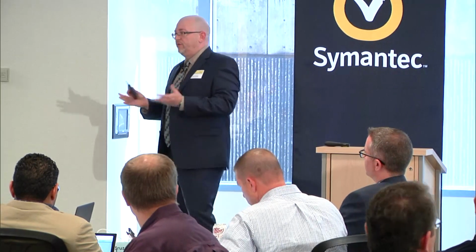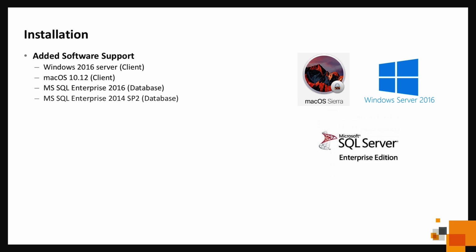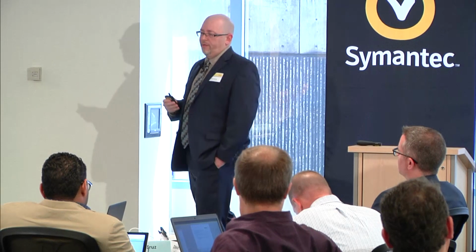All right, so the installer, we've added a few things. So we have additional software support. So in this case, we got Windows 2016 Server for the client. We support that. Mac OS 10.12 for the client. SQL Enterprise 2016 for the database. 2014 SP2 for the database, as well as Microsoft Office 2016 in PC transplants. So if you're doing the settings migrations, you can support up to Office 2016.